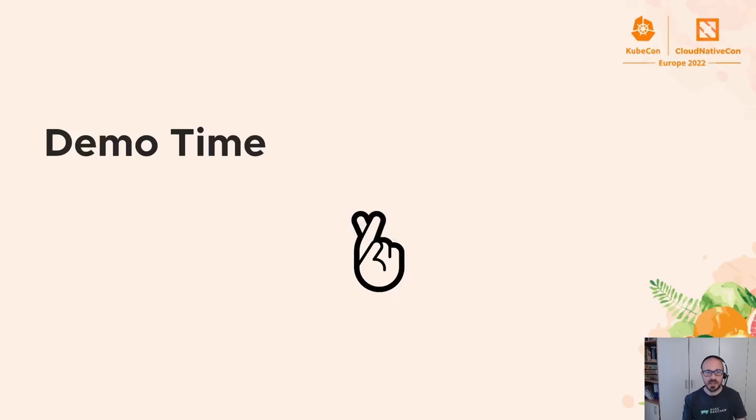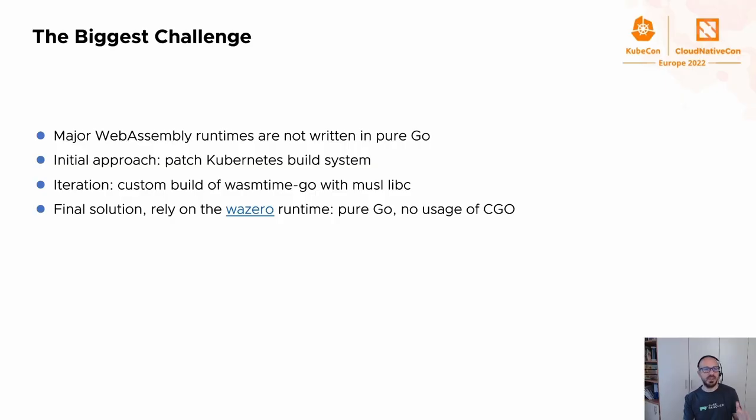So now, let's talk a bit about the challenges that I faced while working on this POC. The biggest challenge has been to be able to evaluate WebAssembly inside of the API server. That's because all the major WebAssembly runtimes are not written in Go. They are written in Rust, they are written in C. They do have bindings for Go, and this is what I used as the first iteration.